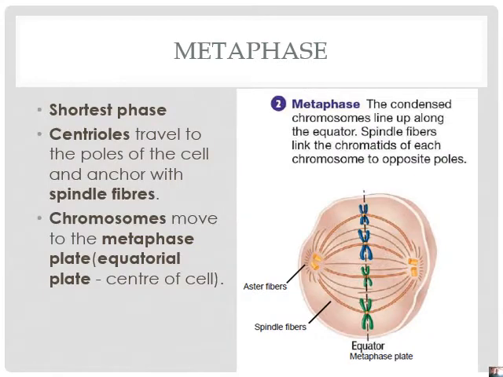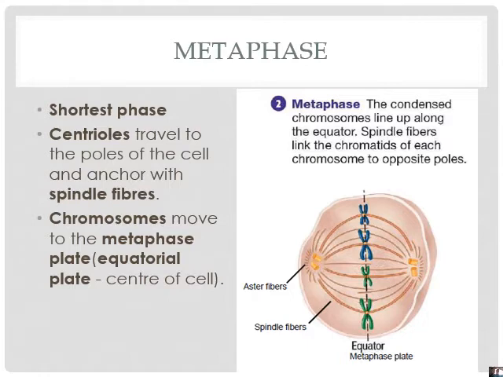All right. Then we go into metaphase. This is the shortest phase. This is where the centrioles travel to the poles of the cell and anchor to the spindle fibers. So you'll see that they're also talking about the anchor aster fibers over there on the diagram. And I don't necessarily need you to know what those are, but that is literally just where all these spindle fibers are coming from. So it says the condensed chromosomes line up on the equator, the spindle fibers link to the chromatids of each chromosome to the opposite poles.